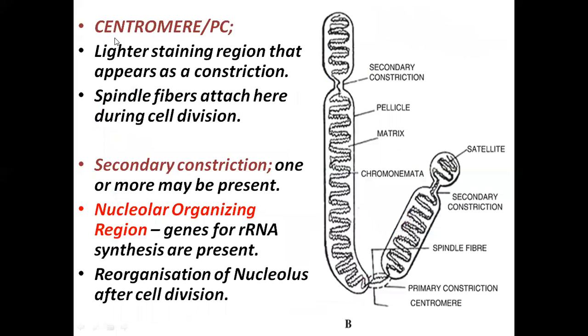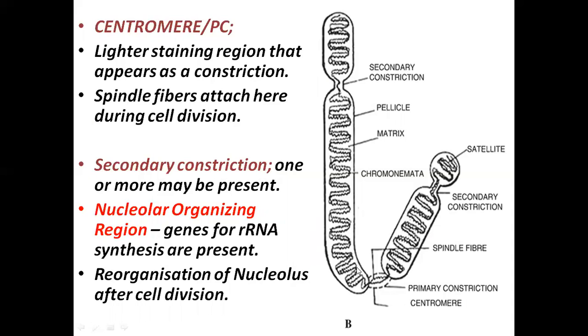Now, a particular chromosome consists of the following structures. To start with, the very first one is called a centromere, or you can also call it a primary constriction. As you can see in the image, this is the primary constriction, otherwise also called a centromere. Now, this is a lighter staining region that appears as a constriction. Spindle fibers are attached here during the cell division.